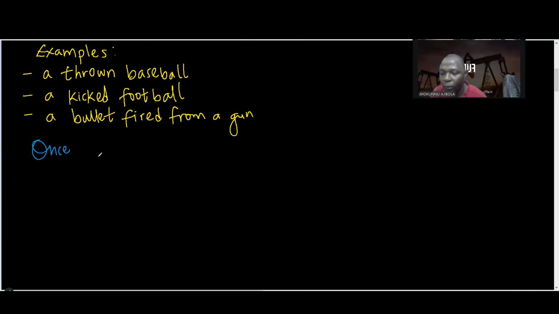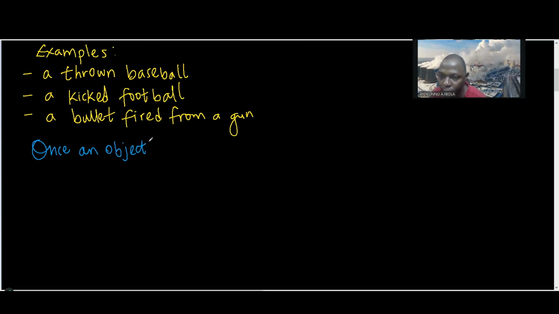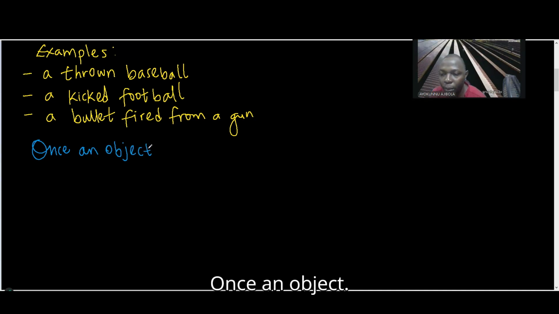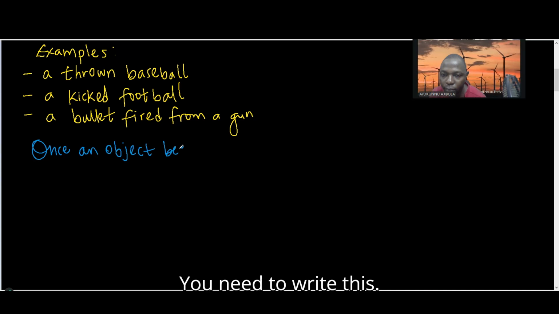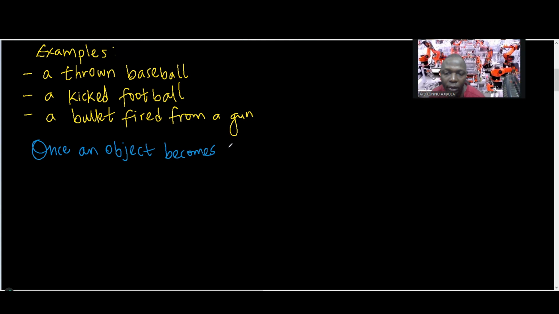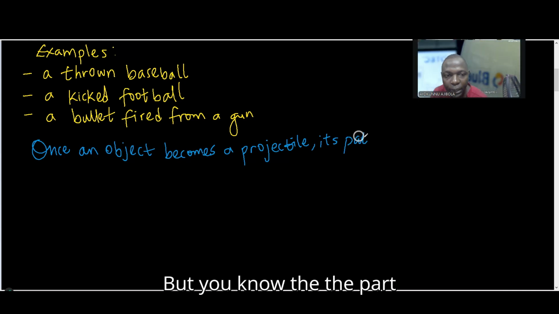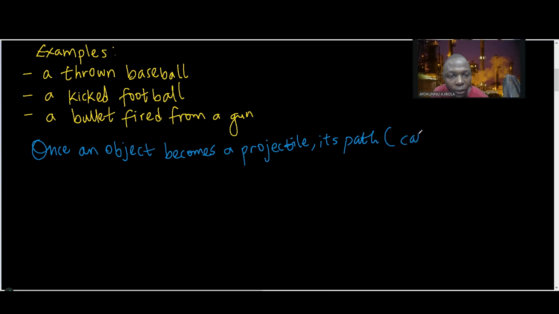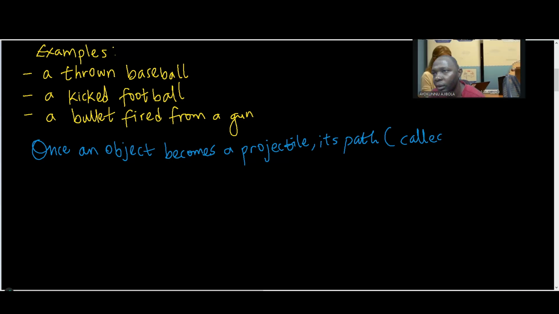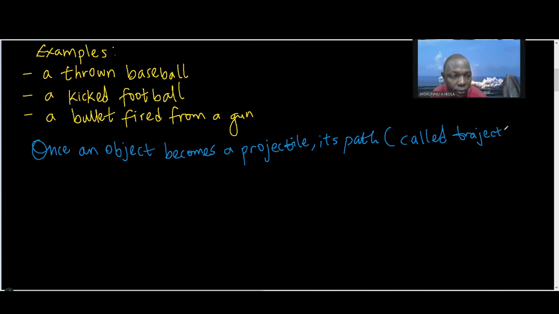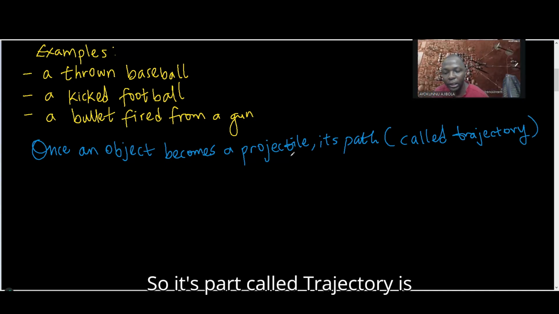Now, once an object becomes a projectile, like I mentioned before, its part, the part which is called trajectory, is a curve.